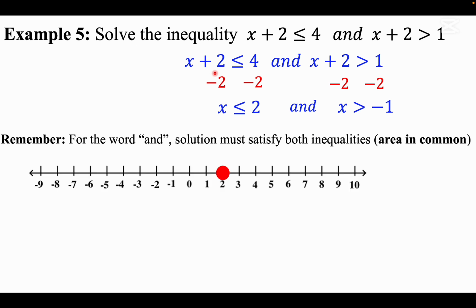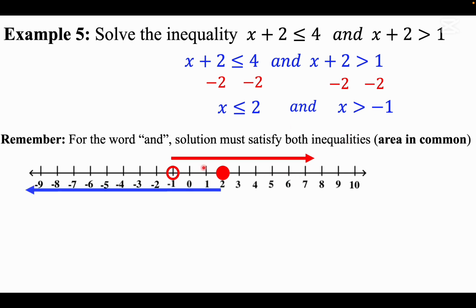I have a dark solid point around 2 because 2 is part of the solution. According to this, x could be 2 or less than 2. And then since x is bigger than negative 1 is not part of the solution, it's going to be an open circle around the negative 1. Now this one says x is to the left of 2. So one is going to be shaded this way, the other one is going to be shaded to the right.